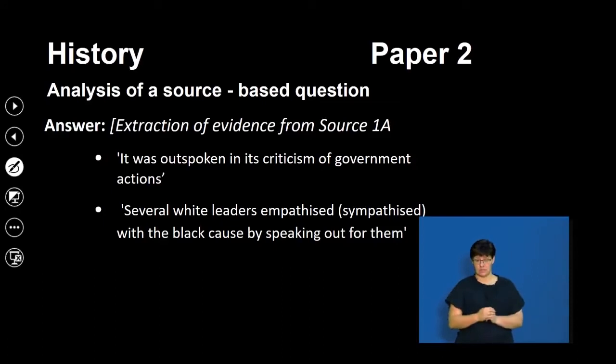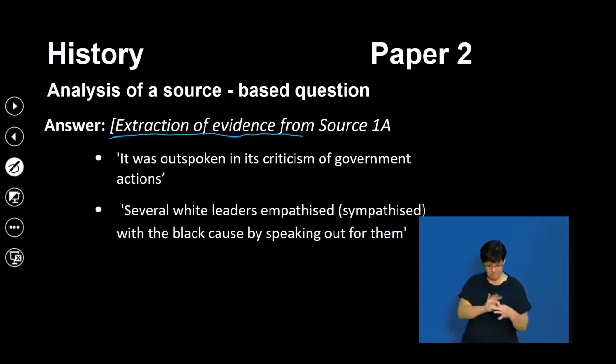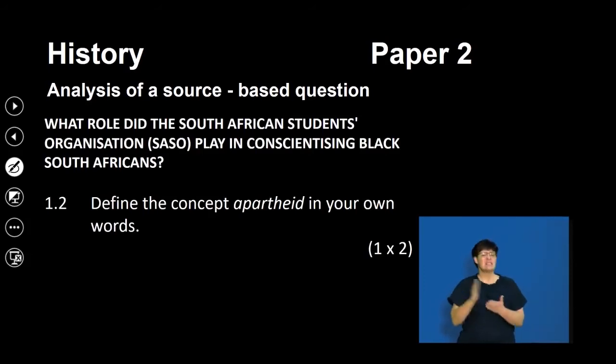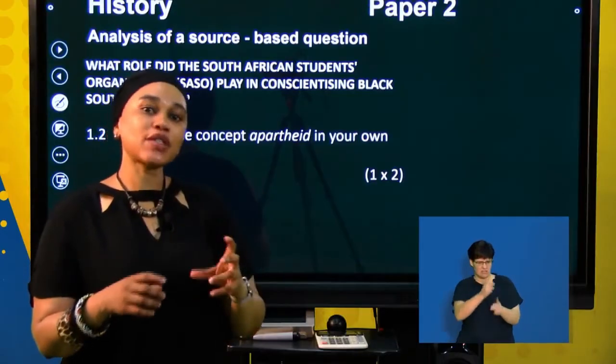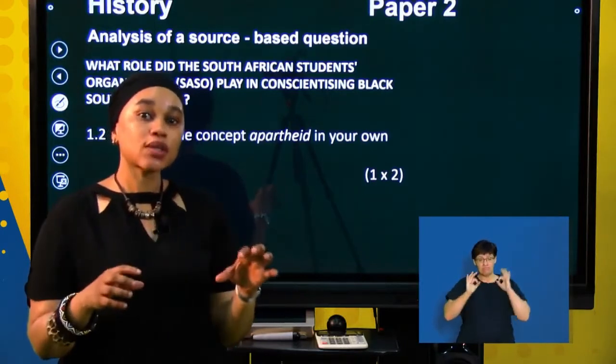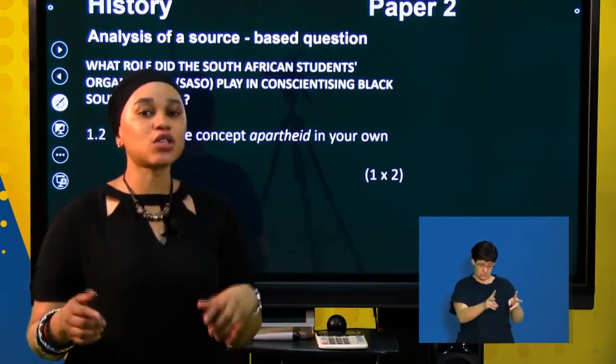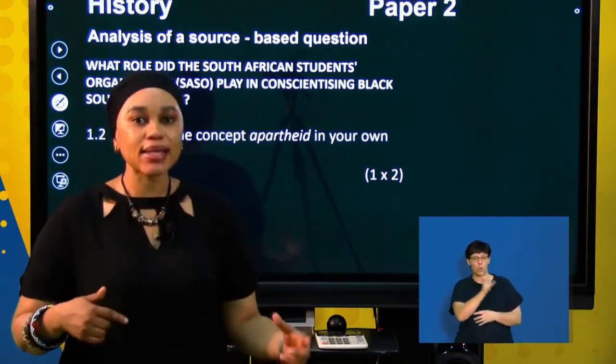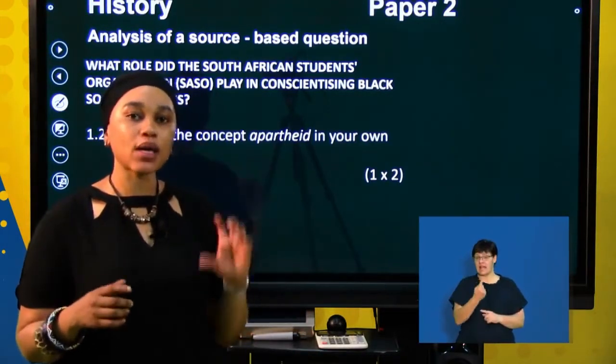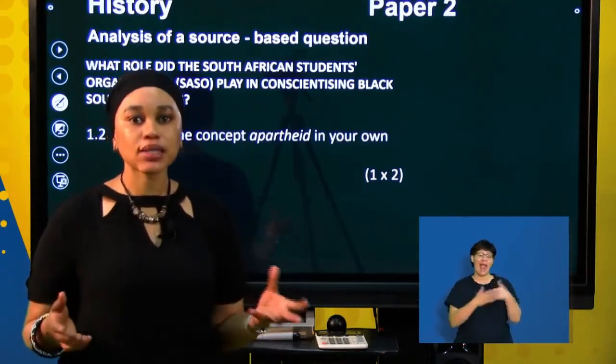This is the extraction of evidence from the source, because the question asked you to quote directly from the source. It was spoken in its criticism of government action. Several white leaders emphasized or sympathized with the black cause by speaking out for them. Those are just some suggested answers. Now, what happens is, if you're asked to quote, you obviously give the exact words as they are found in the source. However, if you're defining things in your own words or you're analyzing, what we often say in the marking guidelines is that any relevant answer is acceptable.